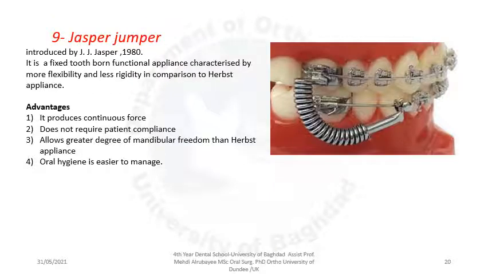Jasper jumper. This was introduced by Jasper in the 1980s. It is a fixed orthodontic tooth-borne functional appliance characterized by more flexibility and less rigidity in comparison to the Herbst appliance. The advantages: it produces continuous force, does not require patient compliance, allows a greater degree of mandibular freedom than the Herbst appliance, and oral hygiene is easier to manage.